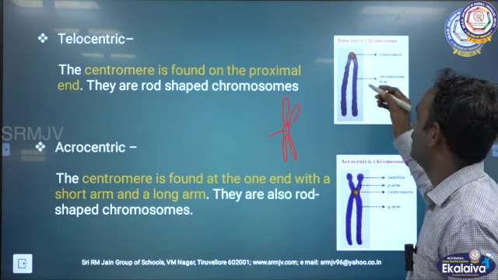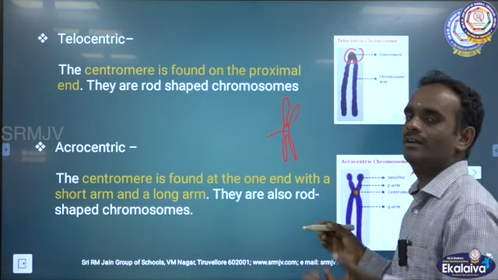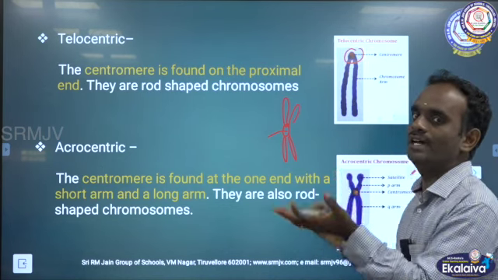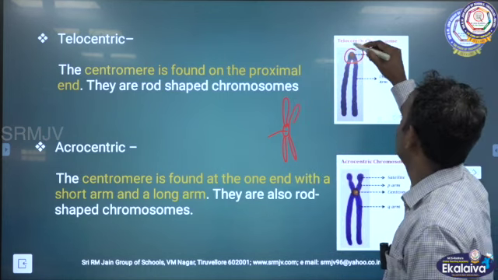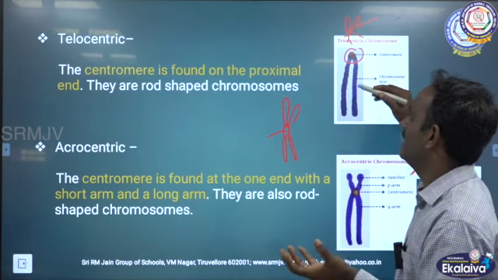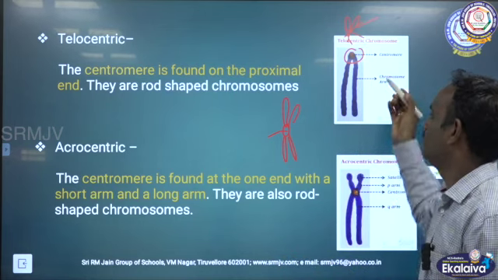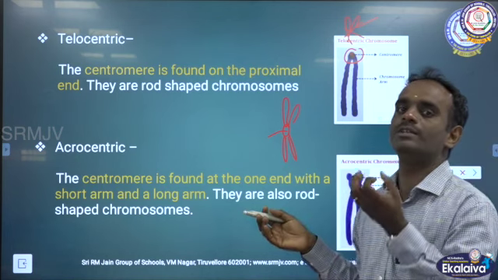See the picture here. The centromere is found at the proximal end of the chromosome. So, there is no second arm at all. The centromere is found at the proximal end. They look like a rod shape. Hence, the structure is said to be telocentric chromosome.